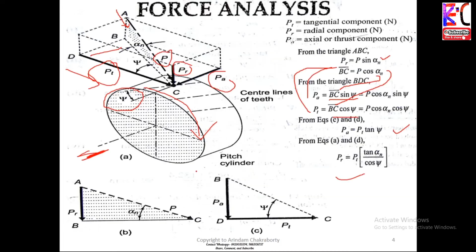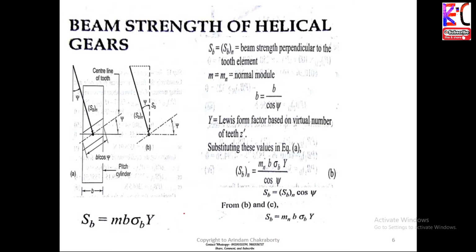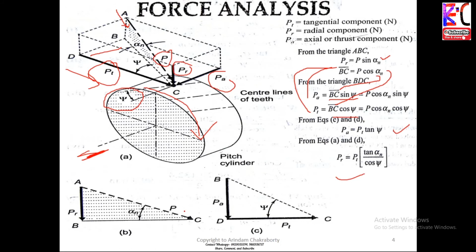Next, as we have studied in spur gear, the formula remains the same, that is PT is equal to 2T by D. You don't have to change it. You can put the value of PT over here, so everything remains the same. As I have told you, there is only a change in this one. So we have been acquainted with PT, PR and PA.